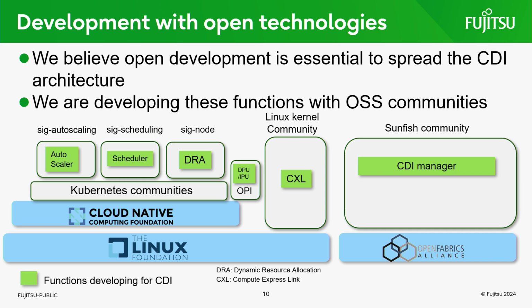So CDI is quite a new architecture, so we believe open development is essential to widely spread the CDI architecture. Right now, we are developing with OSS communities. For example, we are developing dynamic device scaling function using DRA, CDI operator and DRA with Kubernetes communities. And we are also developing CXL functions with Linux kernel community. And moreover, we will develop future CDI manager based on Open Fabrics Alliance Sunfish architecture.